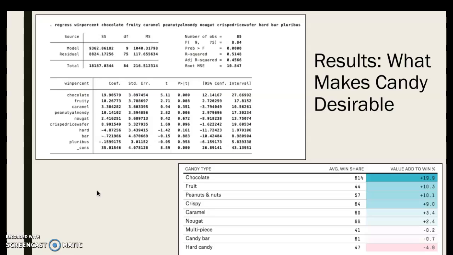And these two tables are saying the same thing, with the lower table being the easier one to understand. And it's saying that if a candy contained chocolate, its win percentage would rise by 20%. If a candy contained fruit, that candy's win percentage would rise by 10%, and so on and so forth. And so if you want an ultimate Halloween candy, I guess you could add up different kinds of candy types to see which generated the most win percentage points, but that is not what I'm going to do.